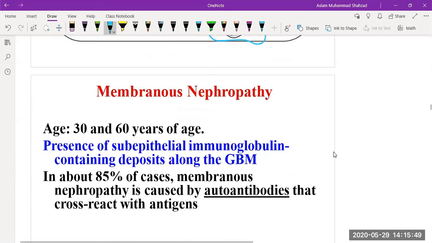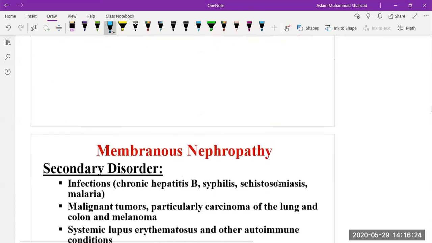Then we have membranous nephropathy, which usually occurs at the age of 30 to 60 years, and is characterized by the presence of subepithelial immunoglobulin-containing deposits in the glomerular basement membrane. The main thing is that 85% of cases are caused by autoantibodies that react directly with an antigen. So the antigen-antibody reaction is one of the responsible factors, and that is why we mention that subepithelial immunoglobulin-containing deposition in the glomerular basement membrane is a characteristic.